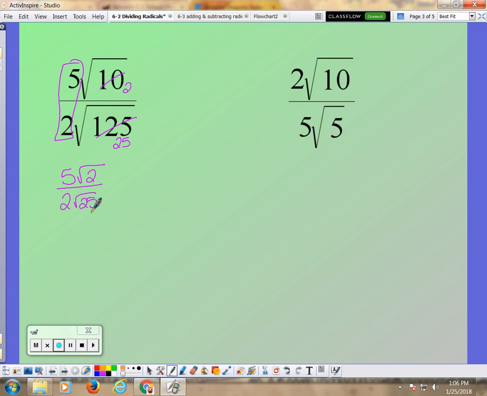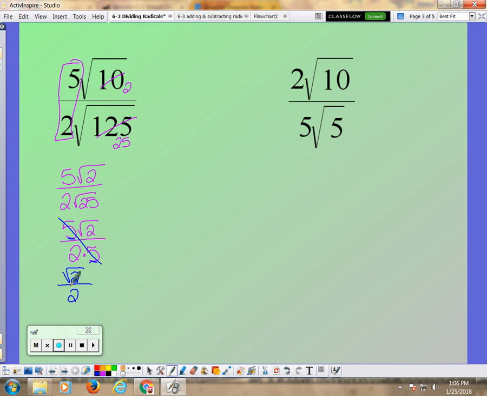Well, ladies and gentlemen, we know what the square root of 25 is. That's 5 square root of 2 on top, and that becomes 2 times, well, the square root of 25 is 5. So that goes on the bottom. And look here, I've got a 5 and a 5, and guess what? They cancel, or to help me reduce, so this answer is square root of 2 over 2.